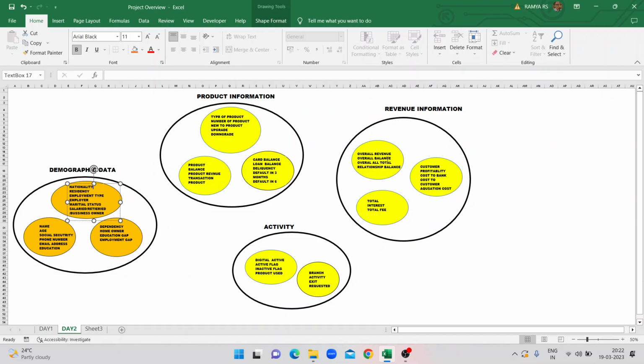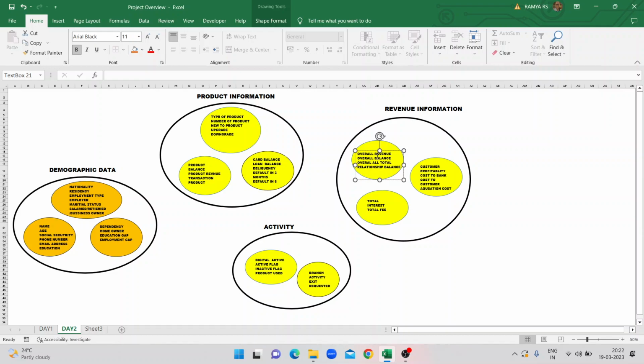Then again, what do we have? The other kind of information we have is revenue information. So we have overall revenue and overall balances. When we are talking about revenue, there are two key components that together create revenue.